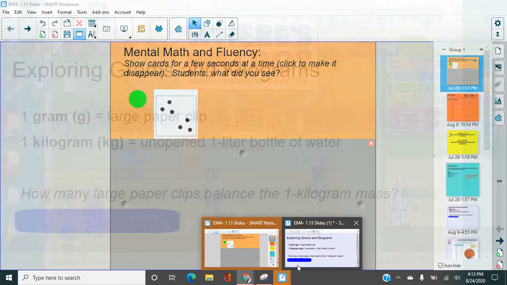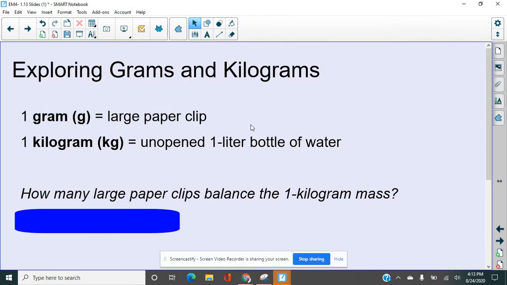Now let's go into some things today. So we have grams, and the thing you can think about when you're thinking about grams is that 1 gram is the same mass about as a paper clip, right? Usually one of those little bigger ones. A paper clip is 1 gram.